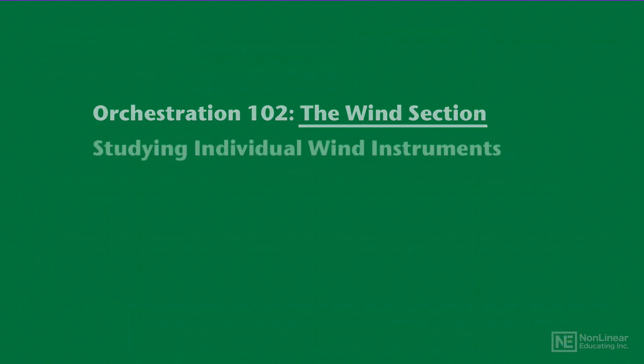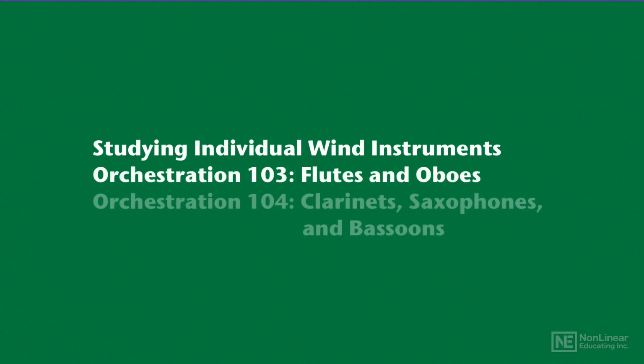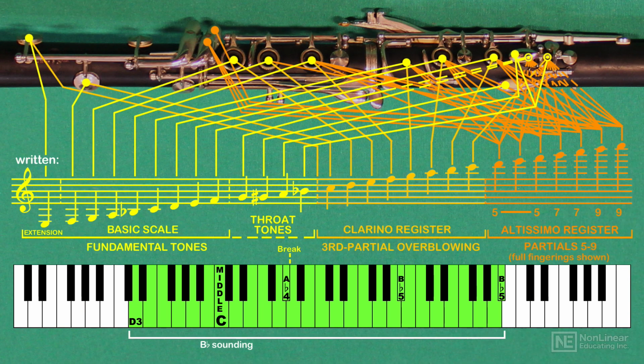But context isn't enough. You also need specifics on each instrument. That's why the Orchestration 103 and 104 courses on wind instruments give you a much closer, more detailed look at the standard members of the wind section. We'll examine their ranges, registers, and tonal characteristics on individual terms, showing why each instrument is unique, and how that uniqueness reveals strengths that you can use in your own scoring.